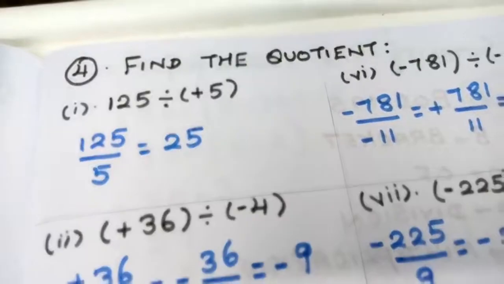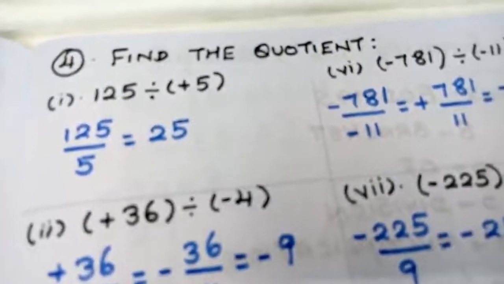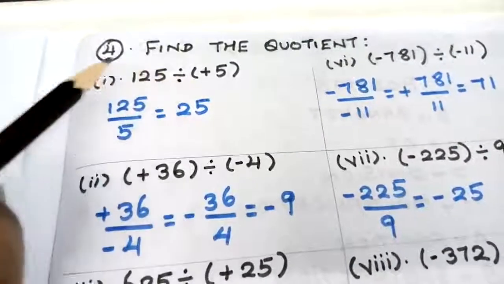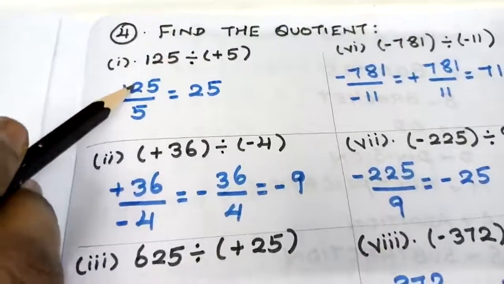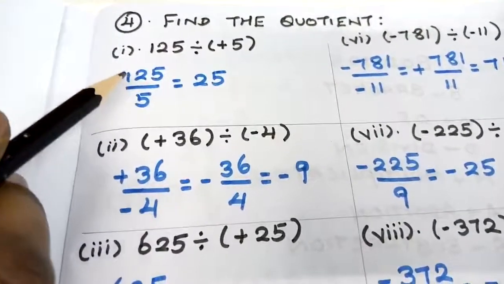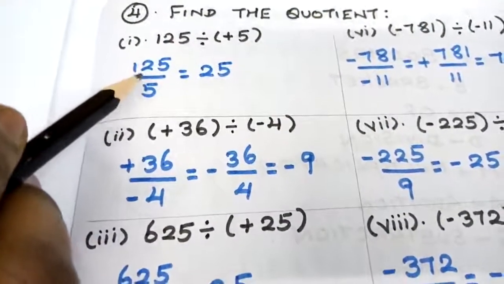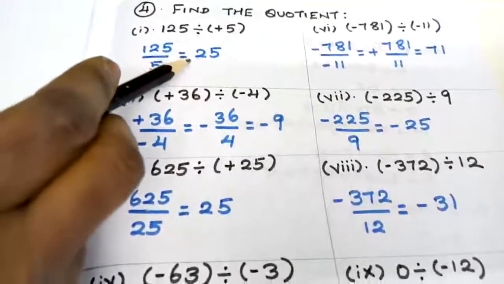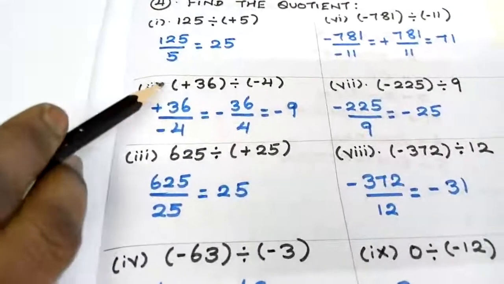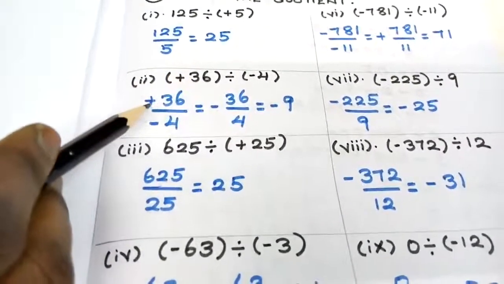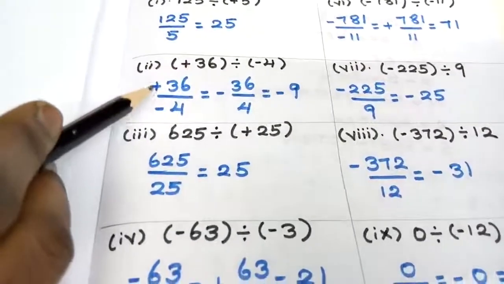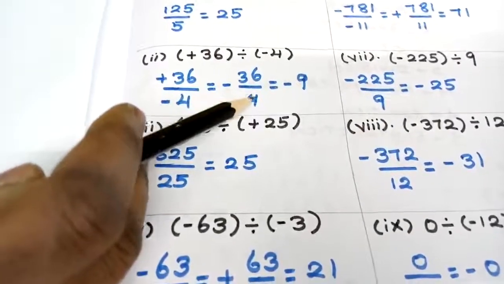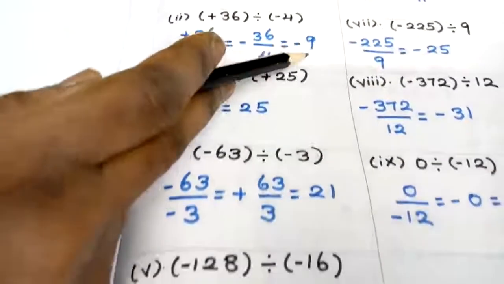Question number 4, find the quotient. That is, we are going to apply the division method, students. They will be giving you like this, divided by. What I am going to do is, the first value is the numerator, divided by the denominator. 125 divided by 5. You are going to try the division in your rough work, students. 125 divided by 5, you will get the answer as 25. Second question, plus 36 divided by minus 4. Plus into minus, minus, I am writing in the middle, students. 36 by 4, after dividing you will get the answer as minus 9.